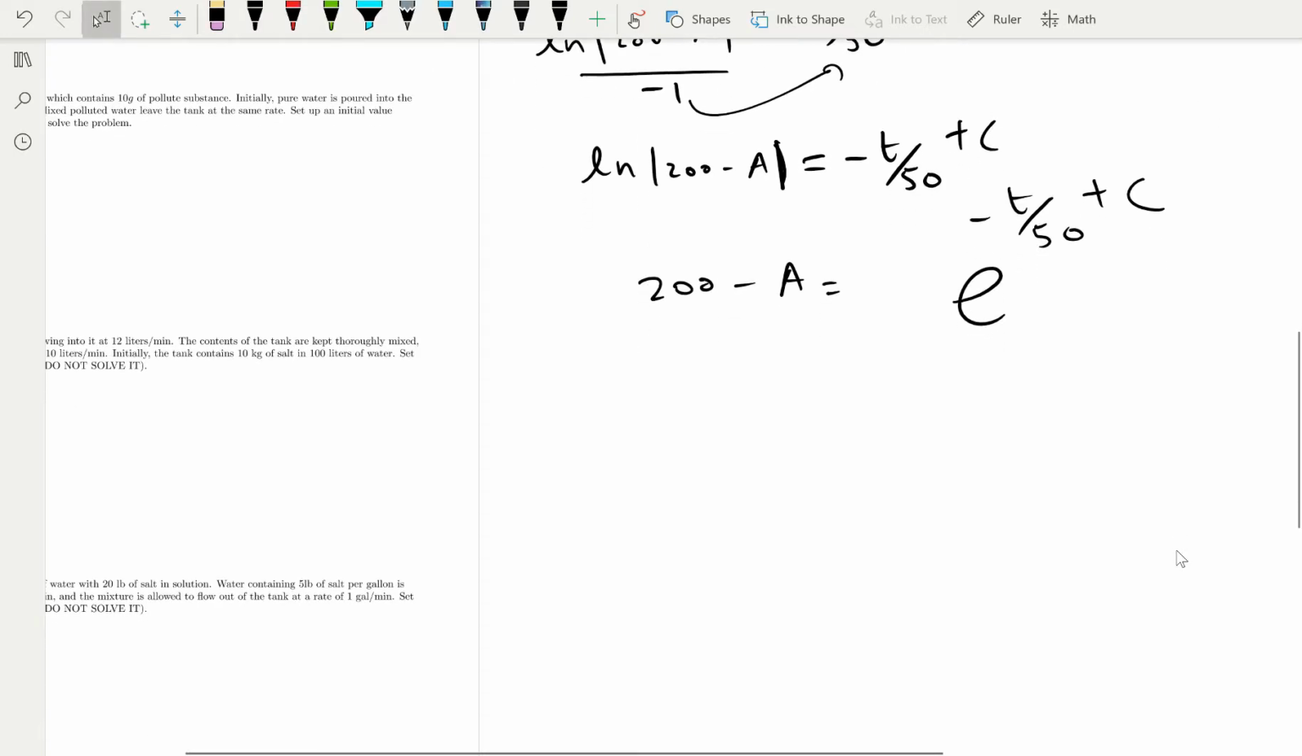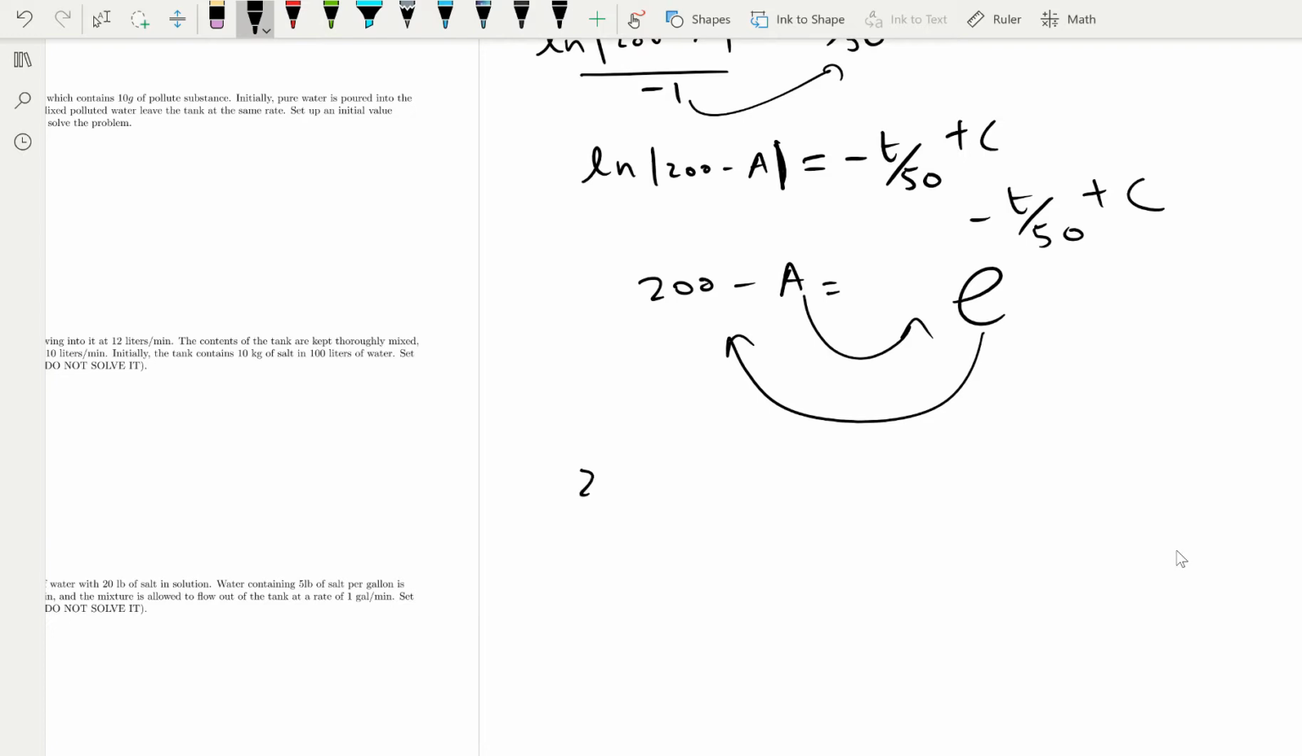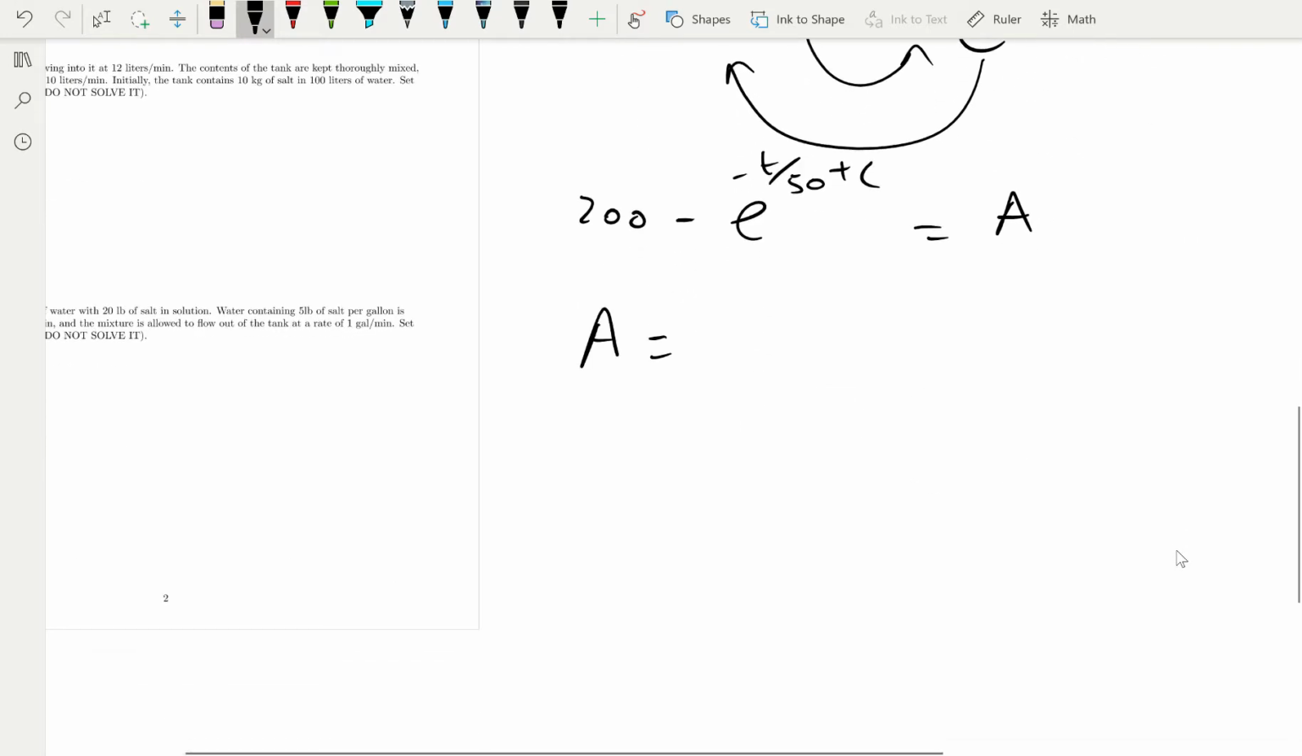Now to make A the subject, what can we do? We can take A to the right, and this guy to the left. So it's 200 minus e to the negative t over 50 plus c is equal to A. So let's rewrite this. A is actually 200 minus e to the negative t over 50 plus c.